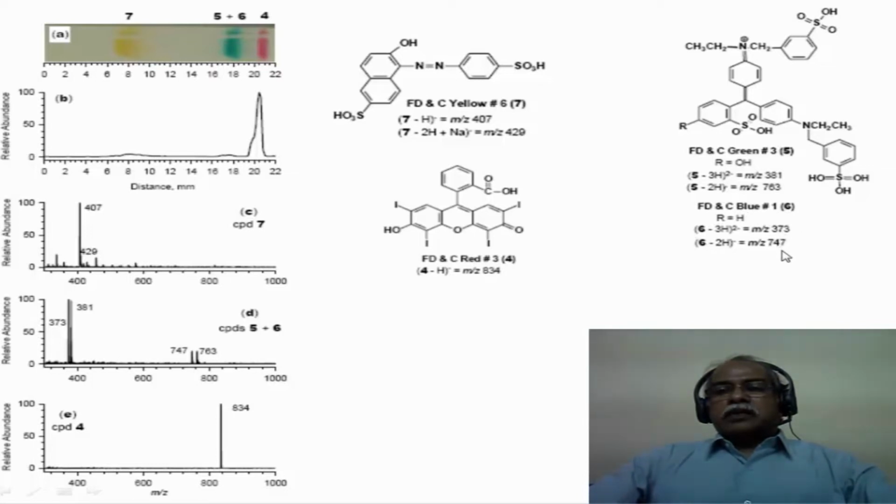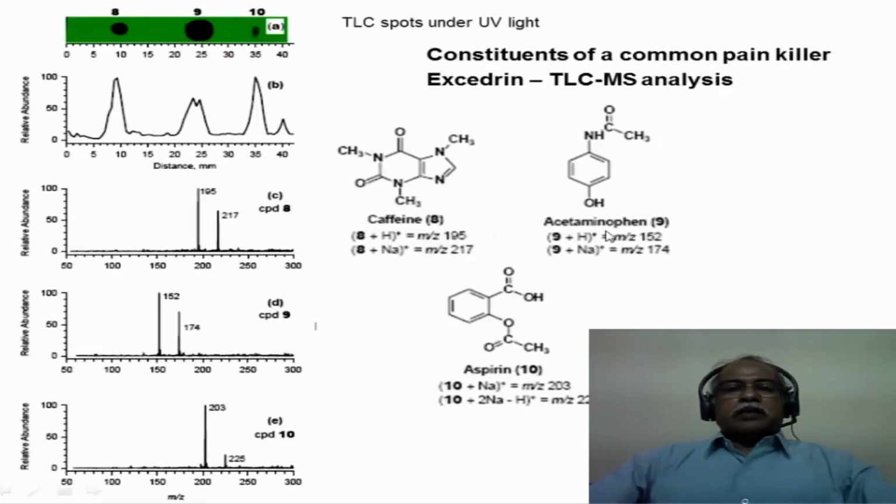Dye number 6, which is a blue color dye, has peaks at 373 and 747. The molecular weight is actually 747, and the doubly charged ion comes at 373. So one can see 373 as well as 747, which is the molecular weight of this particular compound. Lastly, the red color dye, which is this particular dye, has 4 iodine atoms. It is a fairly large molecular weight compound, 834, and that is seen as one single peak at 834 corresponding to the molecular ion of this particular compound. So this is analysis of a mixture of dyes.